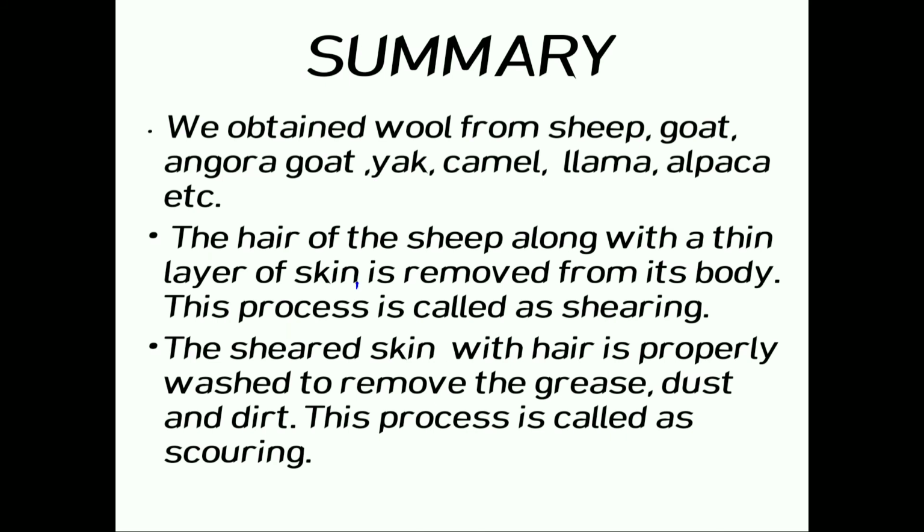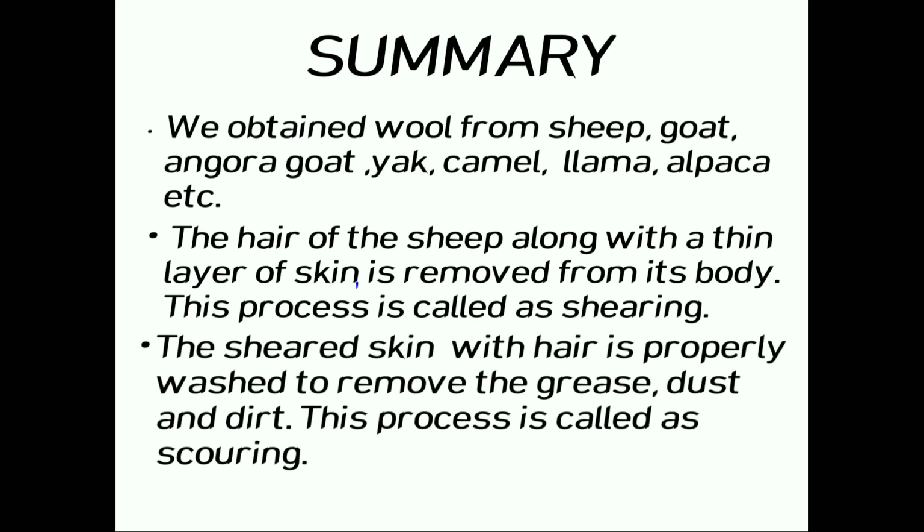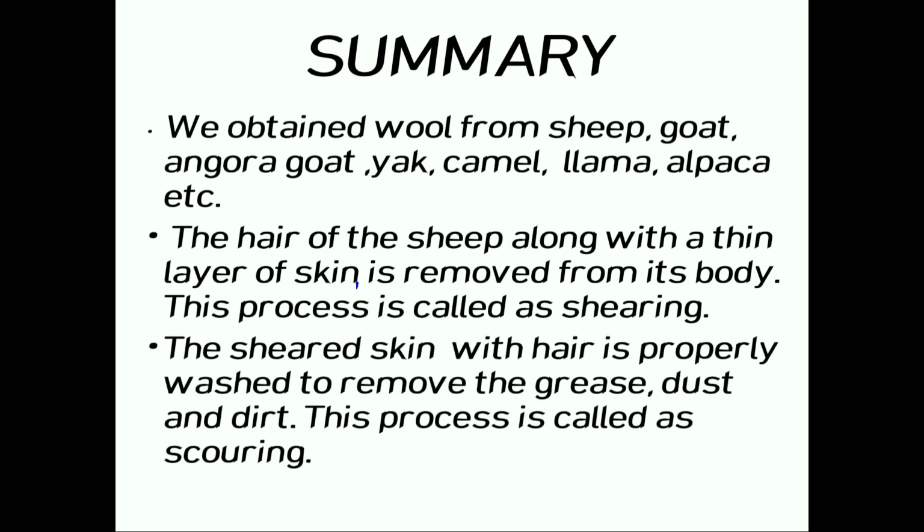Now, let us take a quick look at the summary points. We obtain wool from sheep, goat, Angora goat, yak, camel, llama, alpaca, etc. The hair of the sheep, along with a thin layer of skin, is removed from its body. This process is called shearing. The sheared skin with hair is properly washed to remove the grease, dust and dirt. This process is called scouring.